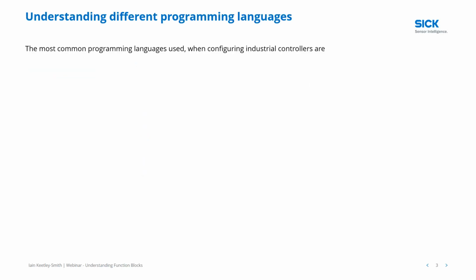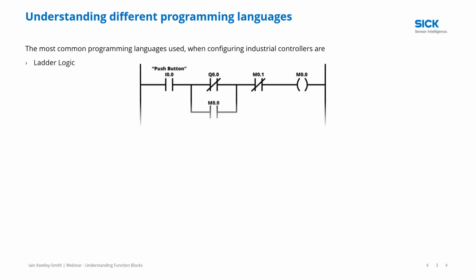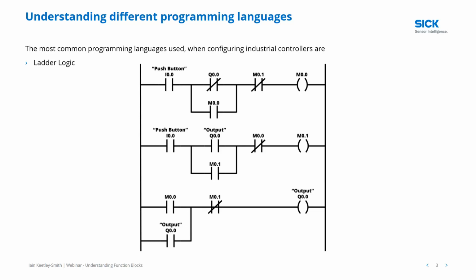First of all, the most used programming language when configuring industrial controllers is mainly ladder logic, so you'll be familiar with this if you're used to programming programmable logic controllers. Here you can see the push button is represented as a normally open contact, and on that first rung you can see Q0.0, representing a normally closed contact, and the element at the end is the switching device that you're switching. So hopefully that is familiar with most of you.